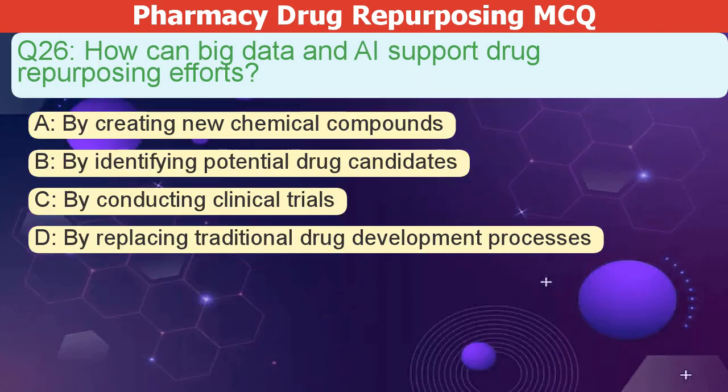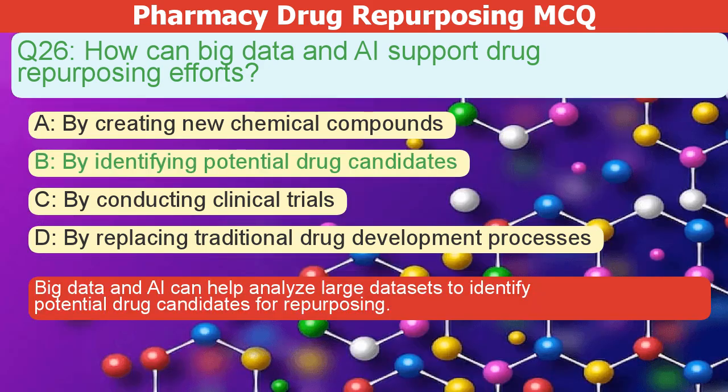How can big data and AI support drug repurposing efforts? A. By creating new chemical compounds. B. By identifying potential drug candidates. C. By conducting clinical trials. D. By replacing traditional drug development processes. The correct answer is B. Big data and AI can help analyze large datasets to identify potential drug candidates for repurposing.